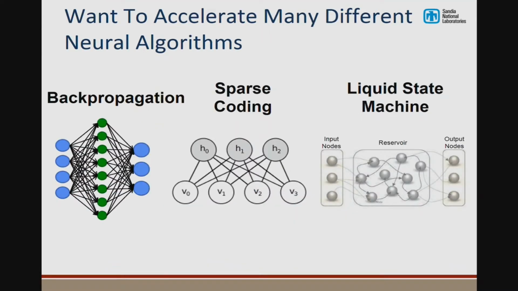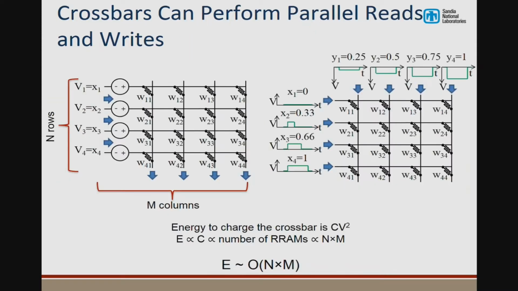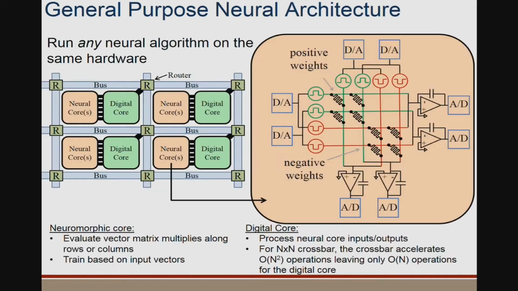All right, so now we'd like to design an accelerator that can accelerate many different algorithms, not just backpropagation, but in addition, perhaps sparse coding, liquid state machines, some of the things like the Boltzmann machines, or simulated annealing type accelerators. So what's in common with all of these algorithms? The key comes back again to these matrix operations, the vector matrix multiply, and the outer product update for the training. So how do we build an accelerator around this?